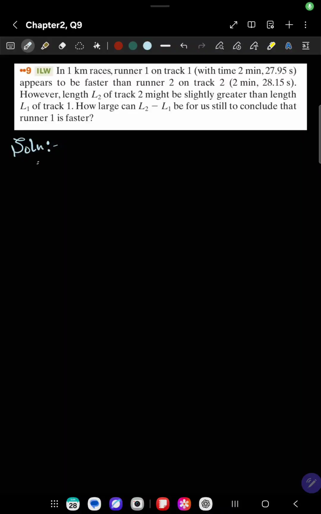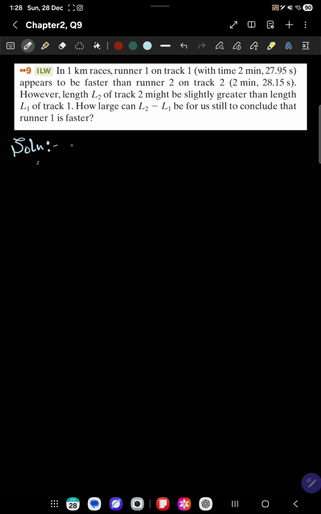So this question says, in 1 kilometer races, runner 1 on track 1 with time 2 minute 27.95 second appears to be faster than runner 2 on track 2, 2 minute 28.15 second. However, length L2 of track 2 might be slightly greater than length L1 of track 1. How large can L2 minus L1 be for us still to conclude that runner 1 is faster?